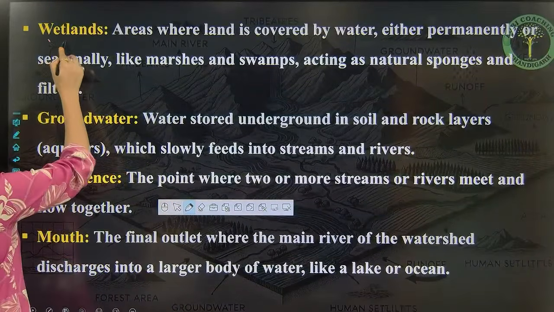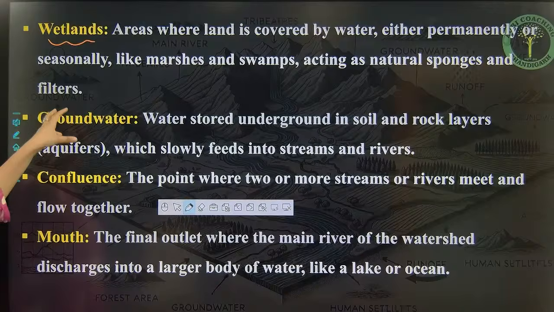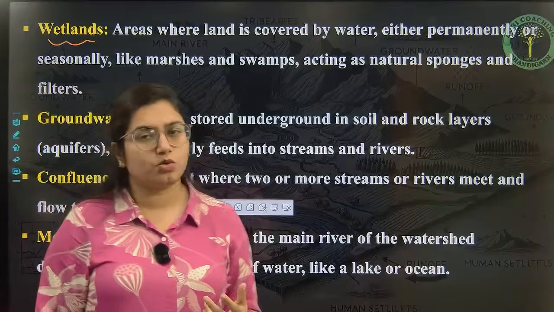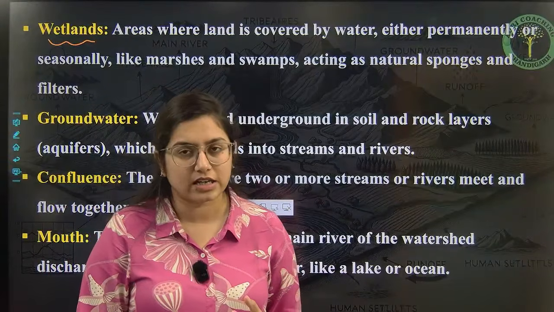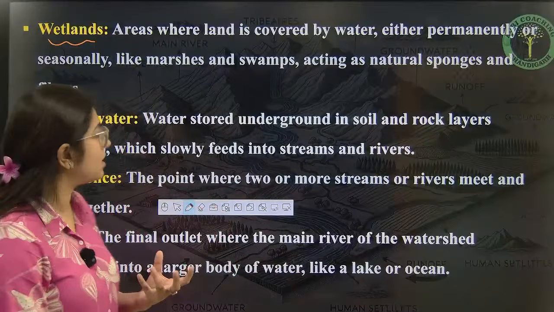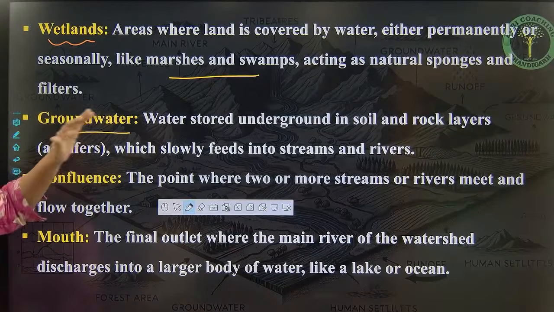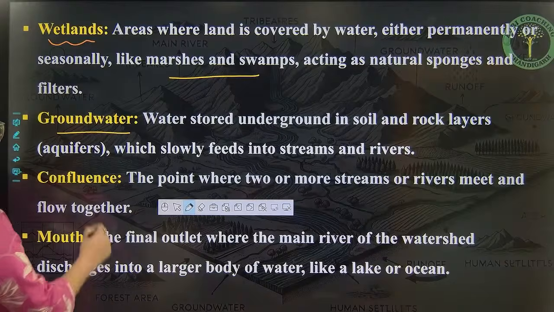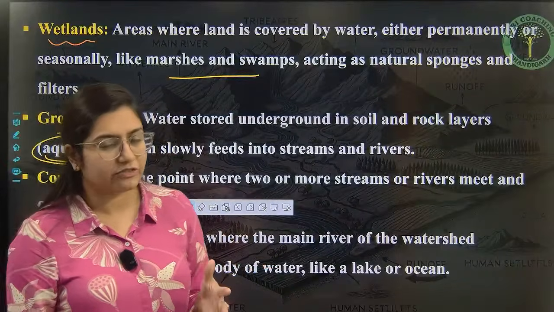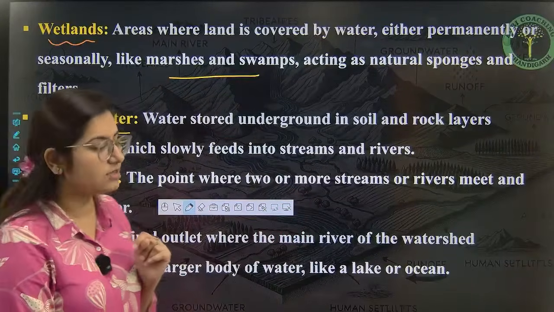Next, wetlands. Areas where land is covered by water either permanently or seasonally, like marshes and swamps, acting as natural sponges and filters, are known as your wetlands. Basically, wetlands are those areas which are permanently or seasonally covered with water. Muddy conditions are present, marshes and swamps. Groundwater. Now we all know, it is the water which is stored in the soil and rock layers, specifically known as aquifers, which slowly feeds into the streams and rivers, and definitely the groundwater is utilized by us as well for our day-to-day activities. That is simply known as the groundwater.